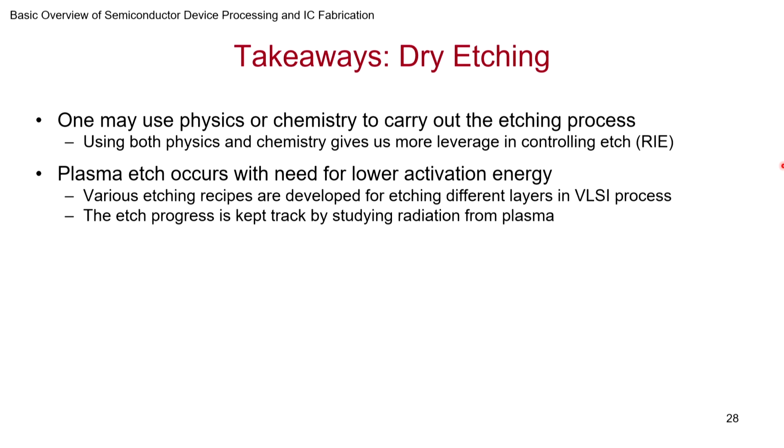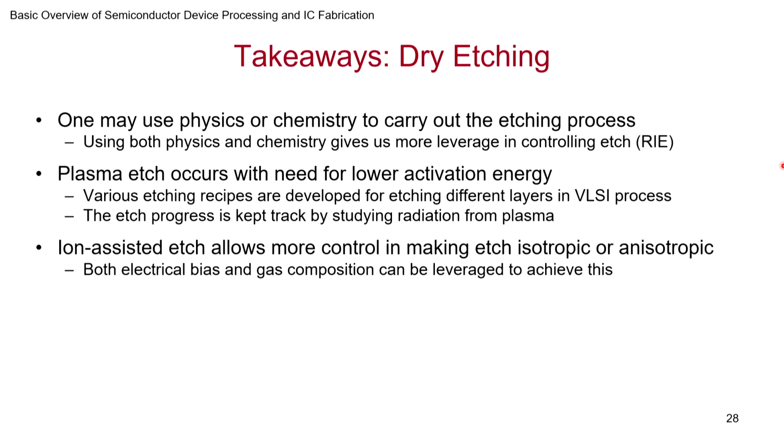Plasma etch occurs with the need for lower activation energy. Various etching recipes are developed for etching different layers in the VLSI process. And the etch process is tracked by studying the radiation that comes out, because they are all in an excited state and the light that is emitted is dependent on the electron transition. Ion assisted etch allows for more control in making etch isotropic or anisotropic, and both electrical bias and gas compositions, both the chemistry as well as the physics, can be used to control the anisotropy.